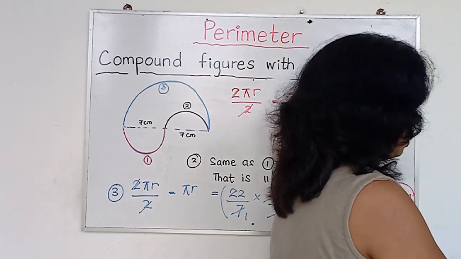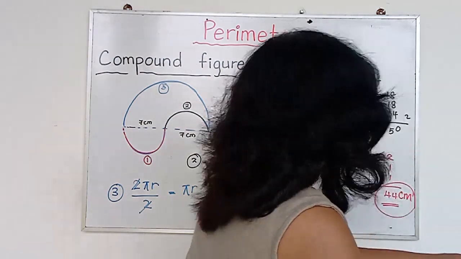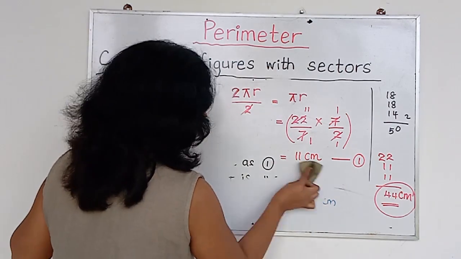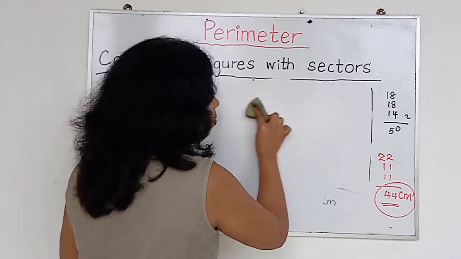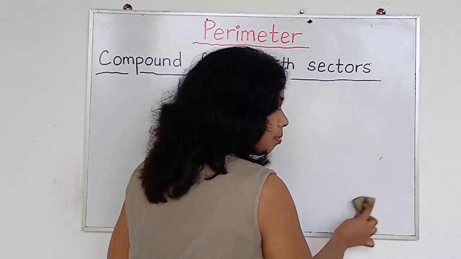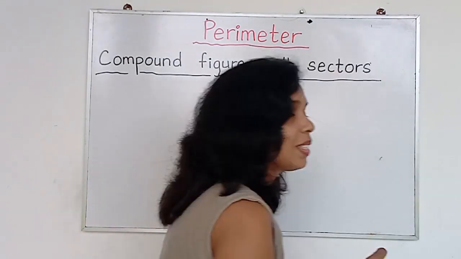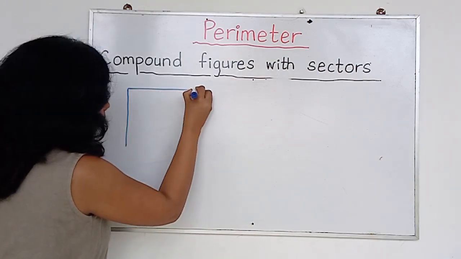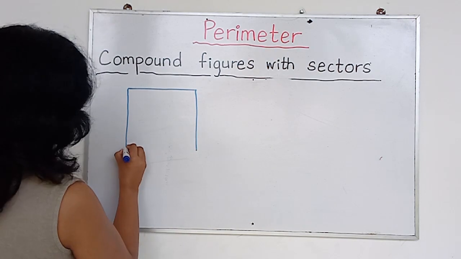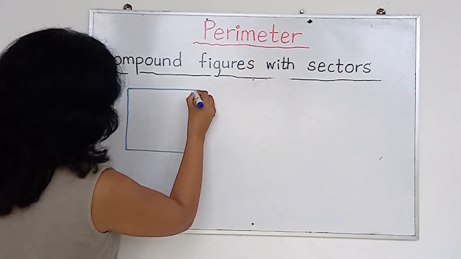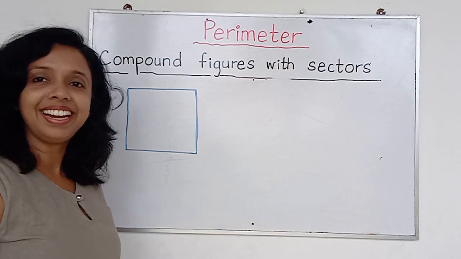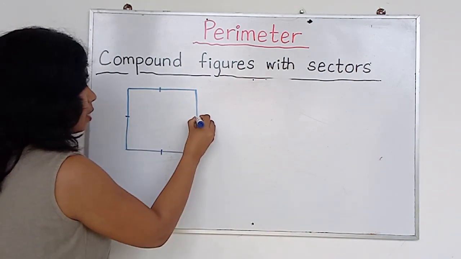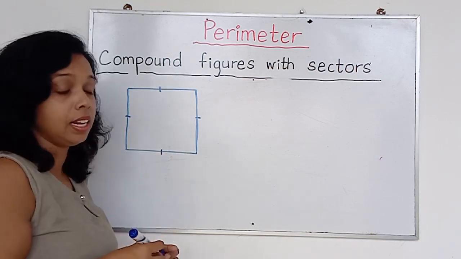Right. Look at this. Okay, so now you have a square. You have a square, right? Okay, so I mark this as a square. All 4 sides are equal.